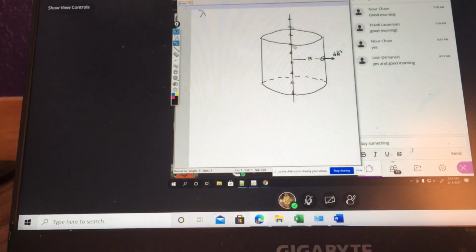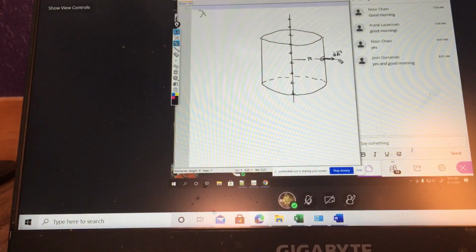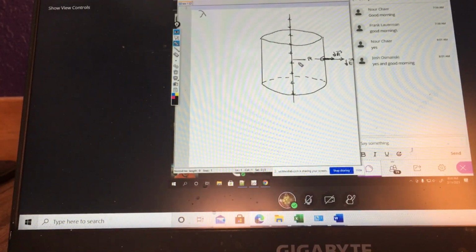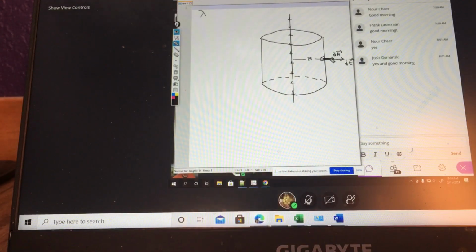Now, this is a very long, essentially infinitely long wire. Therefore, due to symmetry, if there is any electric field at that point, it should be radially going away, or going towards the wire. And we know that it would be going away if the wire had positive charge, and towards the wire if it had negative charge.